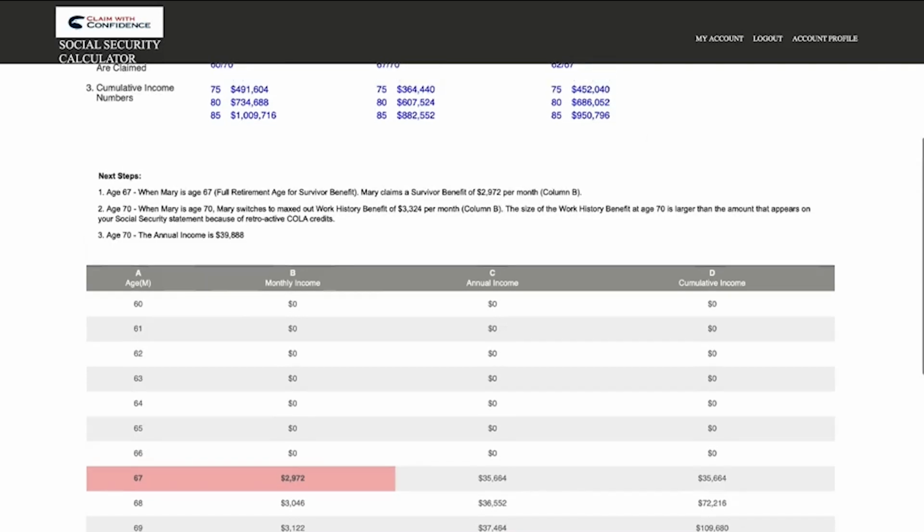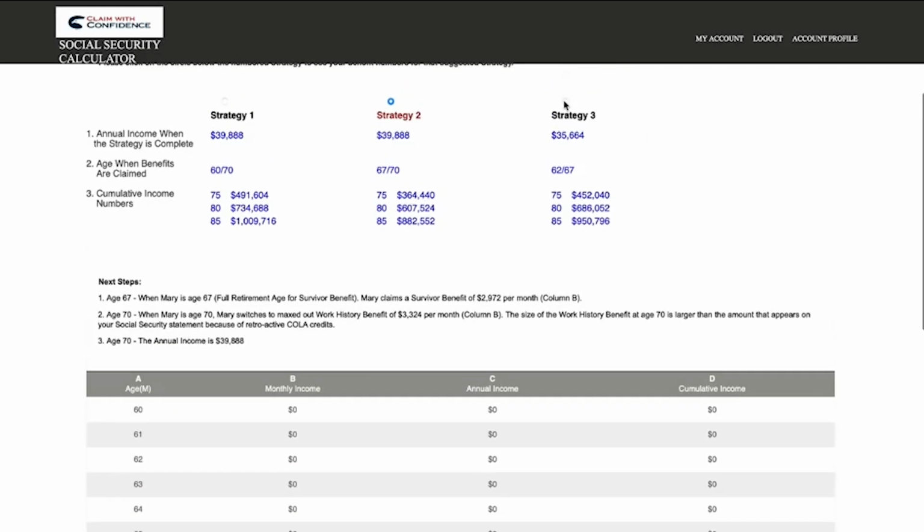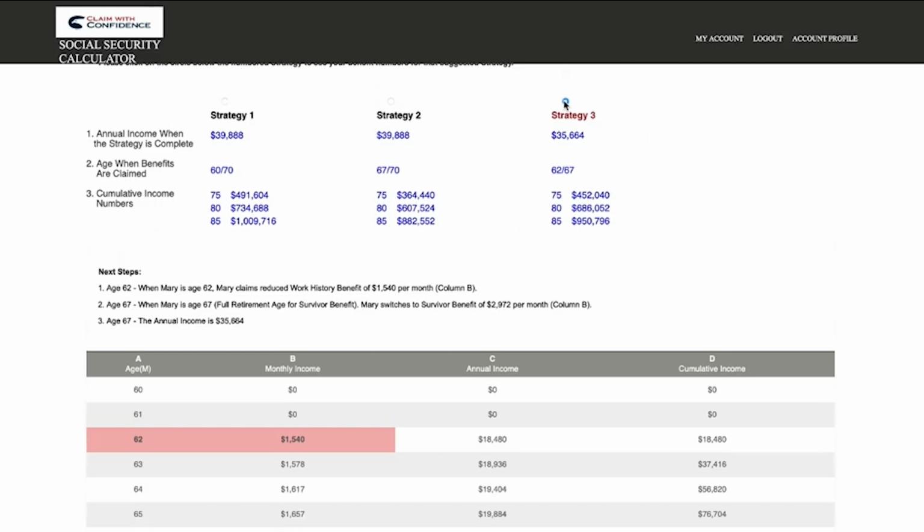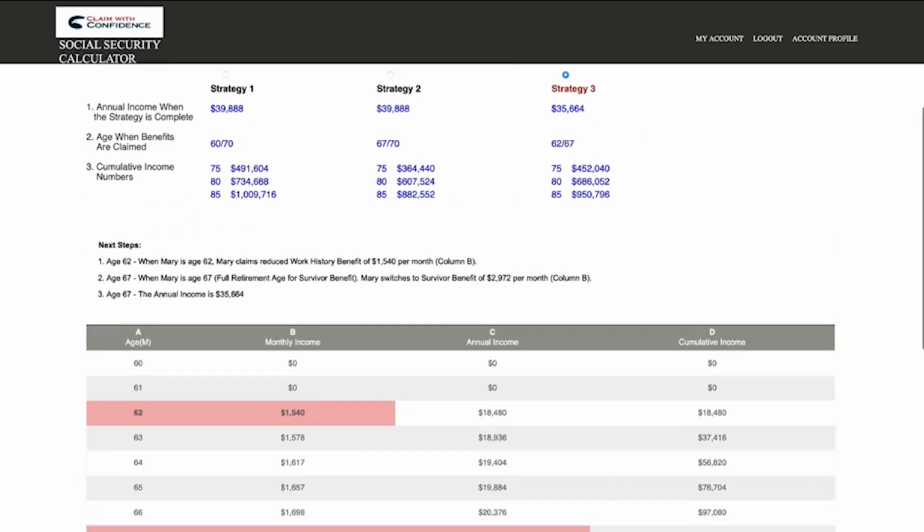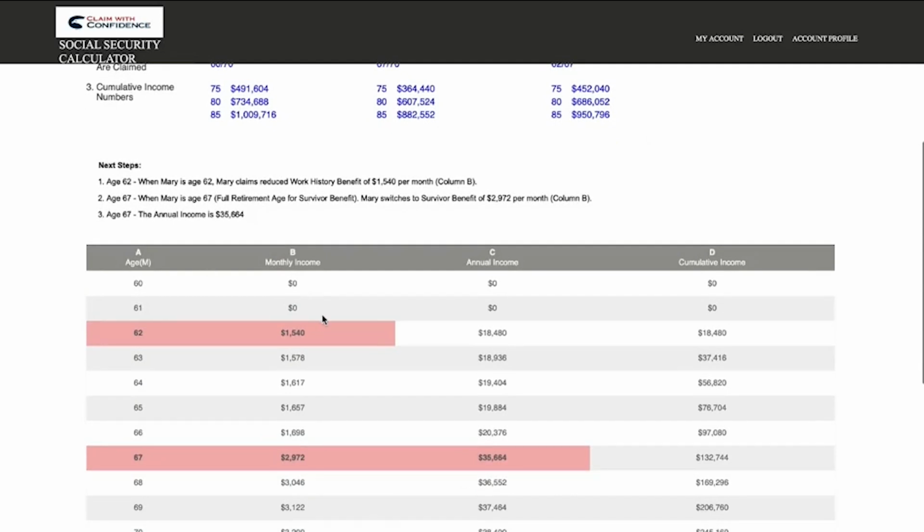So that's strategy two. Now, strategy three, let's say Mary says, you know what, when I hit age 67, I want to be done. I want to claim as big a benefit as possible and receive that for the rest of her life. If that's the case, then this strategy three would have Mary claim her own benefit at age 62, because the survivor benefit, if she wants to be done at her full retirement age, is going to be bigger than her own benefit at age 67. So in this case, she claims her own benefit at age 62.